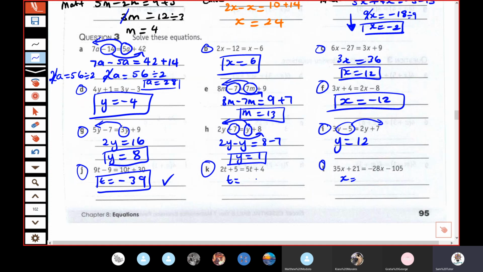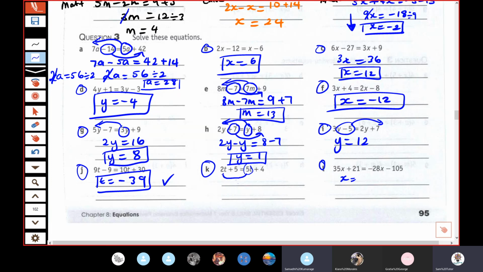Who's left? Sarah, give me your answer for this one. I got t equals 3. T equals 3? I don't agree. Anyone got a different answer? 1 over 3. So I got t equals 1.